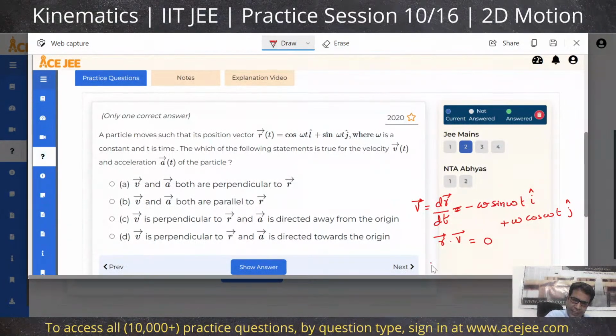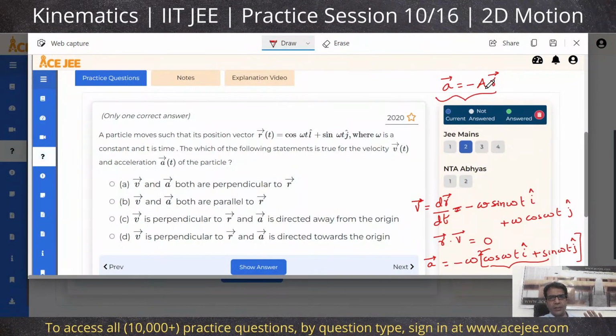Now, as far as the acceleration, it will be minus omega square times cos omega t i cap plus sin omega t j cap. I have skipped one step, but I'm sure you got it. Now, this is nothing but the r vector. So if somebody writes vector a as minus some positive constant, which is omega square, into r, what does it tell us? That the vectors are in opposite directions to each other. Correct, no?